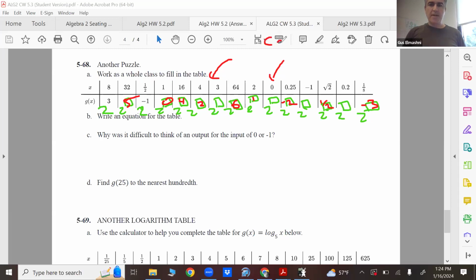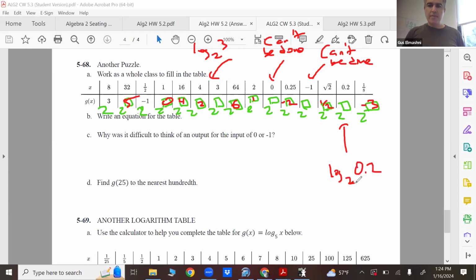So this can't be done. This also can't be done. This one you have to write as log base 2 of 3. And this one you have to write as log base 2 of 0.2. Because when it can't be done, we have 2 to the box equals 3, then the box equals log base 2 of 3. That just can't be done.